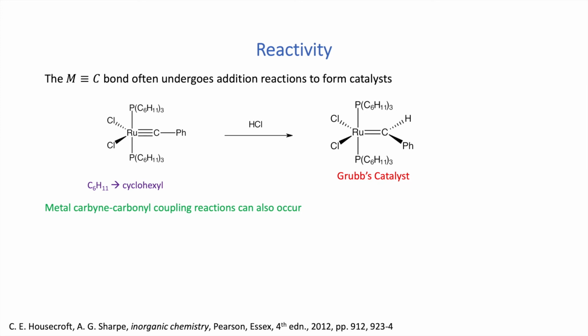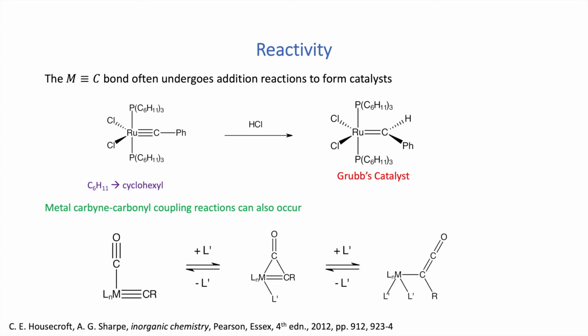This is where the carbonyl ligand shifts over onto the carbyne, eventually forming a ketene group, which can be seen here. So as you can see, it forms almost like a bridging carbon between the metal and what was the carbyne carbon, and then it fully shifts over and it forms the ketene group. Here's a journal article which speaks a bit more about the carbonyl coupling reactions.